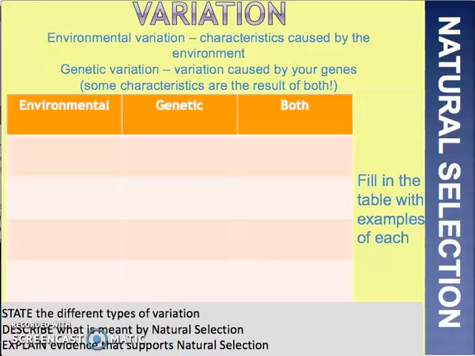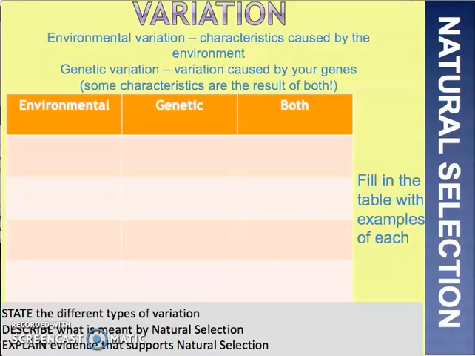genetic variation is the variation caused by your genes. And please remember that some characteristics, or some of the different characteristics between us, can be the result of both. So can be caused by not only the environment, but also by your genes. So if you could jot those two definitions down and then draw the table.